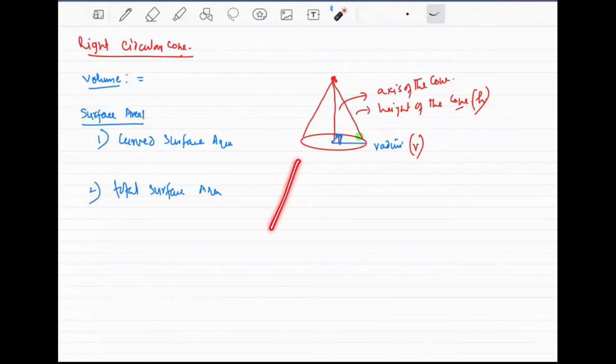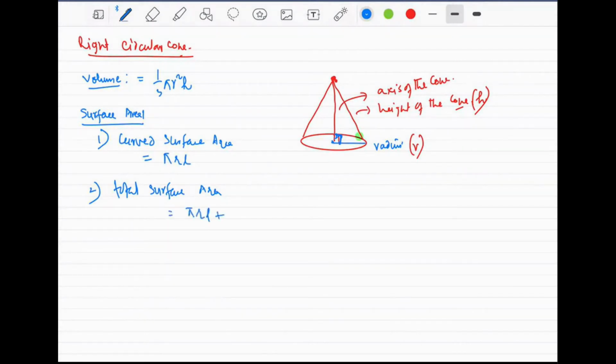If you have a cone like this, it is still a cone, but the radius and center will not be perpendicular. In that case, we are not going to call it a right circular cone. So for a right circular cone, the volume will be how much? 1/3 pi r square h. Curved surface area will be pi r l. Total surface area will be how much? We will have pi r l plus pi r square. Pi r is taken common factor, so there will be pi r times l plus r.